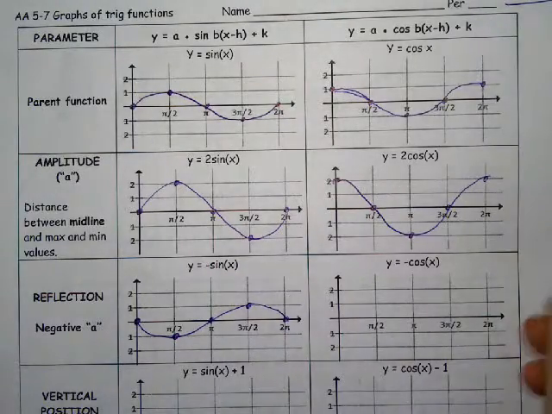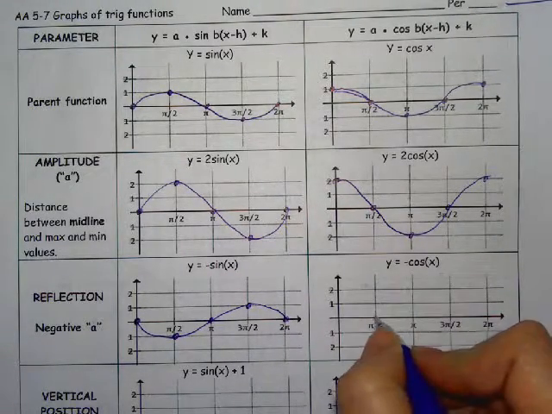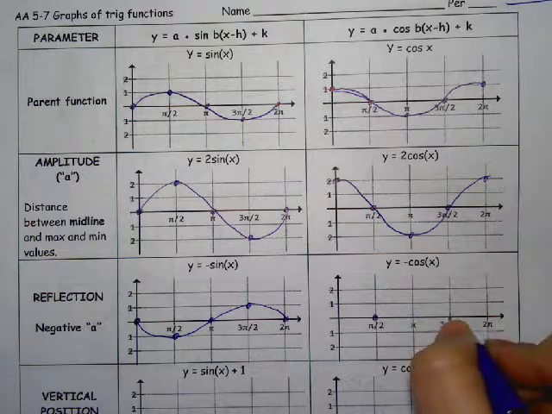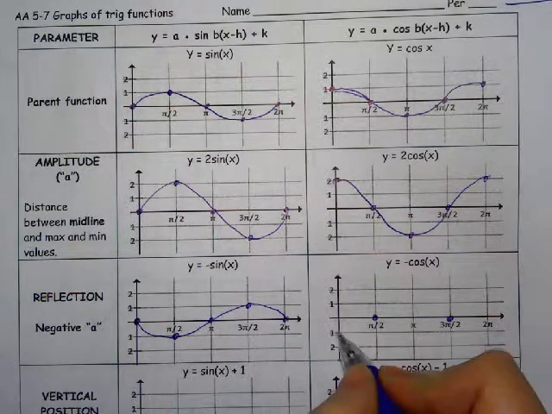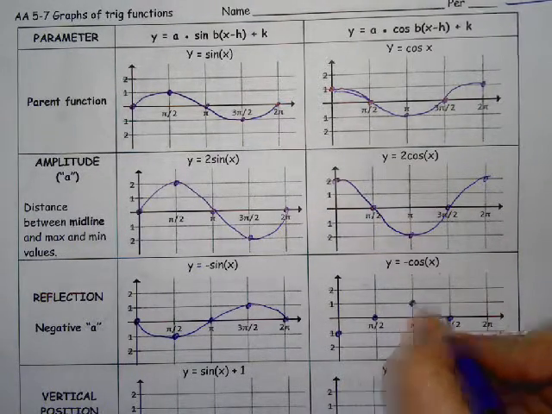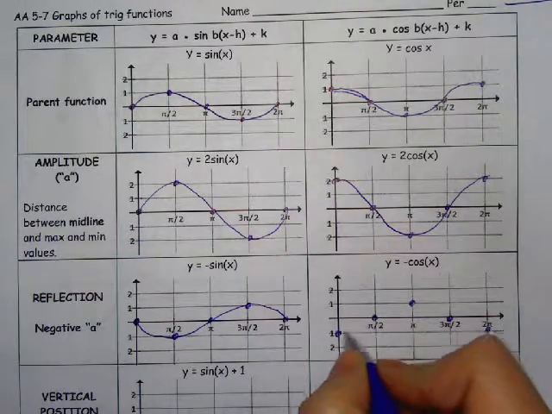Same thing with the cosine graph. My zeros are still the same at pi over 2 and 3 pi over 2, but now I'm starting at negative 1, going up to 1, and coming back down to negative 1.